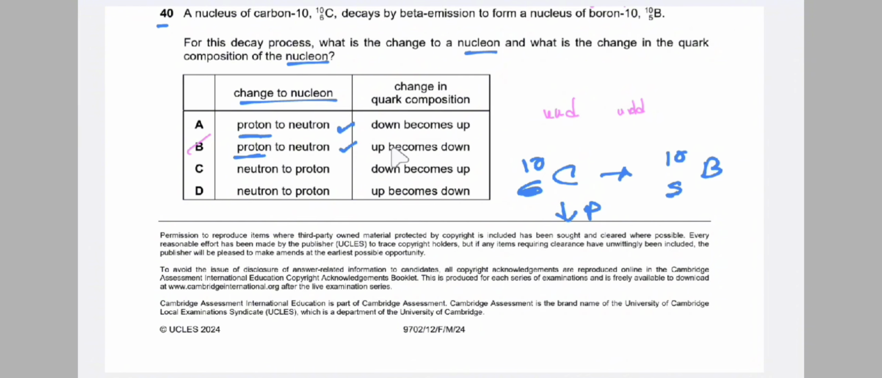A proton has a quark composition of up up down, and a neutron has a quark composition of up down down. So the up and down quarks cancel, and we can see that an up quark changes to a down quark. So an up quark becomes a down quark. So the answer is B.